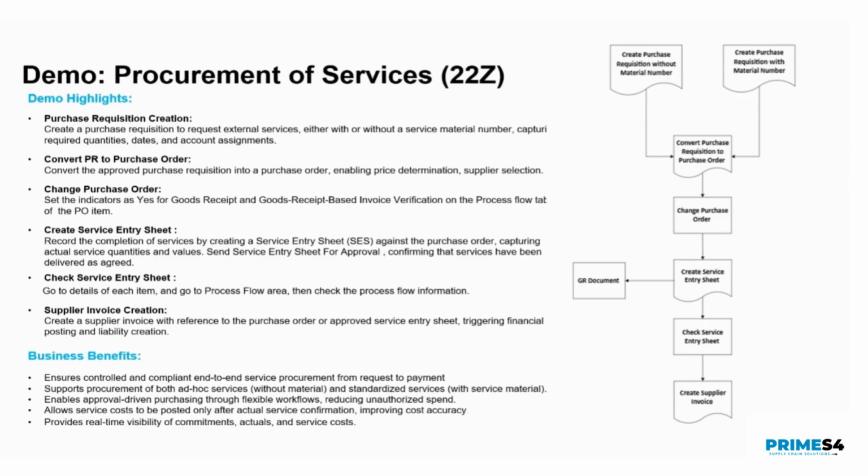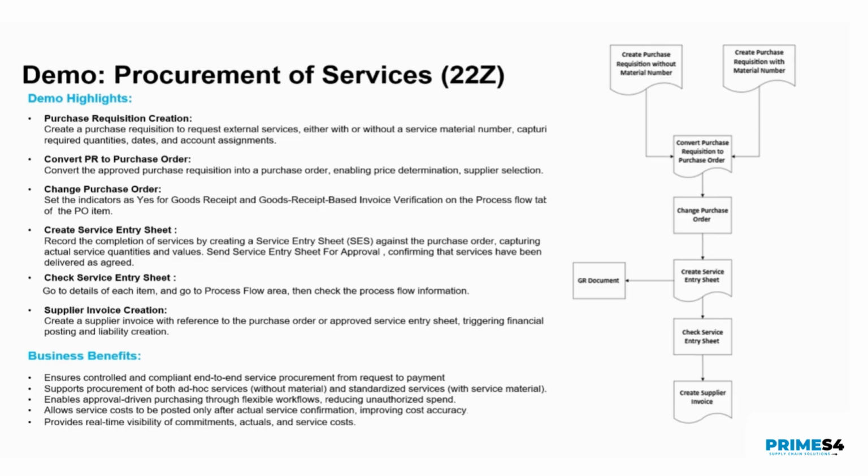Before we start the demo, let me briefly explain what Scope Item 2Z Procurement of Services covers in SAP S4HANA Public Cloud. Procurement of services refers to the process of purchasing external services such as consulting or professional services, where the delivery is not a physical material but a service performed over a period of time. Scope Item 2Z supports the end-to-end procurement lifecycle of services, starting from creation of a purchase requisition or a direct purchase order, followed by a service execution confirmation using a service entry sheet, and finally supplier invoicing and financial posting.